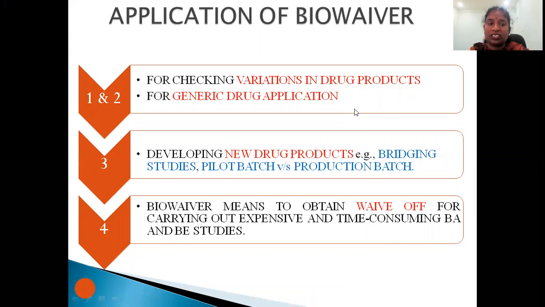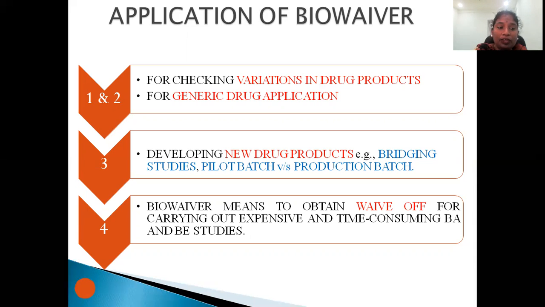Considerations and applications of bioavailability. For biowaivers, the main application is checking variations of drug products. While comparing the products, these biowaiver procedures are very useful. And when you are converting to generic products, these biowaiver procedures are very important.